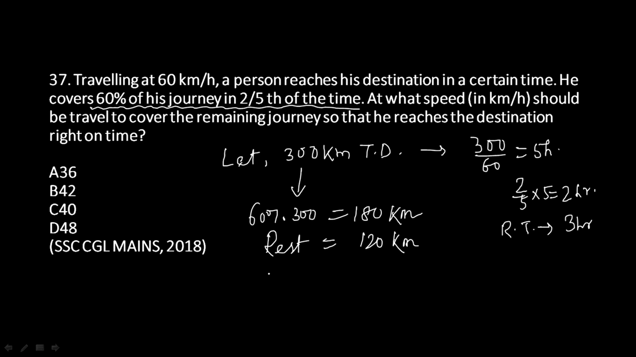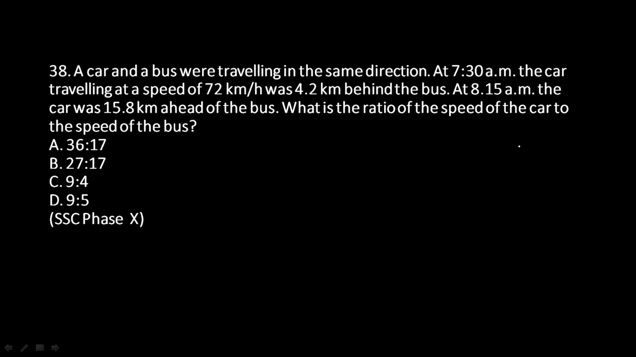So in the remaining journey, what's the speed? Speed in the remaining journey is 120 upon 3, which is equal to 40 km per hour. Is it clear? 40 km per hour is the answer. If you have any doubt regarding any question, you should comment. Moving to the next one.